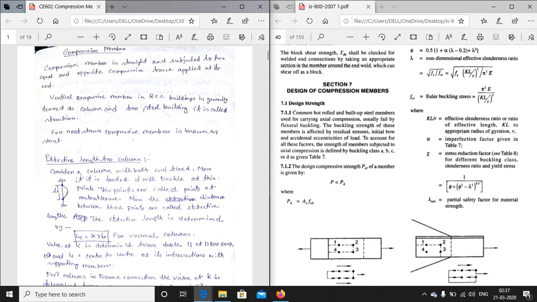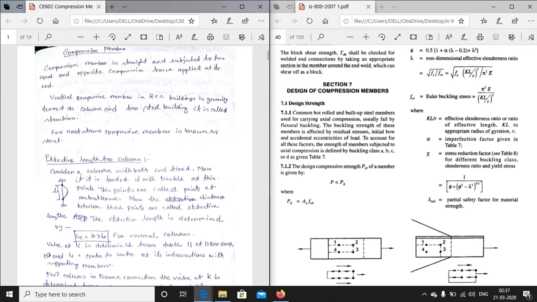In the previous class we have discussed how to design a beam and how to design a purlin, and that was up to your syllabus slot. Now from today on we will discuss the design of compression member, that is the column.